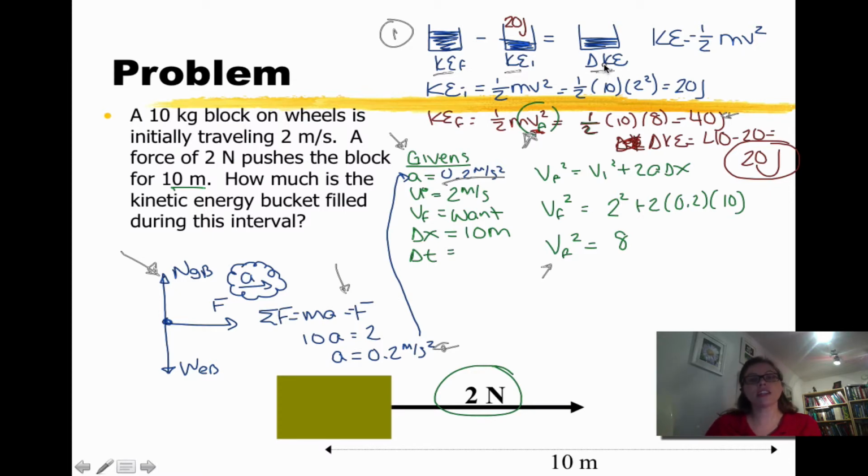And this change is the amount that the box gained. So in this case, the box sped up, so we have more energy. Now you might be thinking, oh dear Lord, Mrs. Bauer, this is a lot of work. Isn't there an easier way? Well, there is.